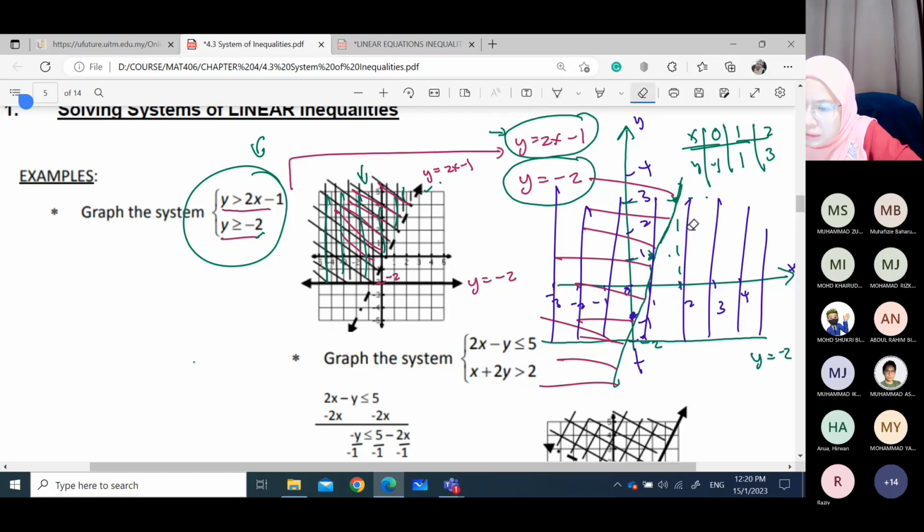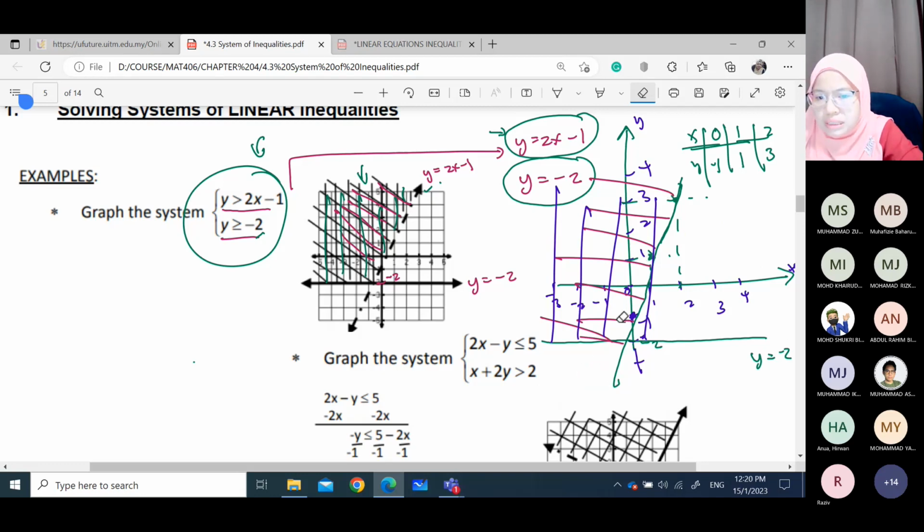So yang ni yang tak overlap ni boleh padam lah. This one, yang ni pun tak overlap. So region dia berada di sini. So apa solution dia? Apa titik-titik yang berkaitan? Berada di dalam region yang ini. Kalau kita ambil titik 2, 1. So 2, 1, titik dia berada di sini. So 2, 1 is not a solution. Sebab dia tidak berada di dalam region yang ini.